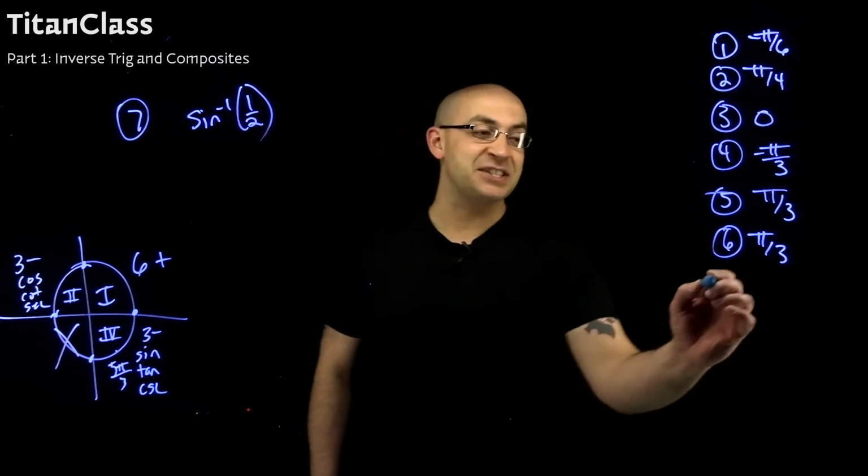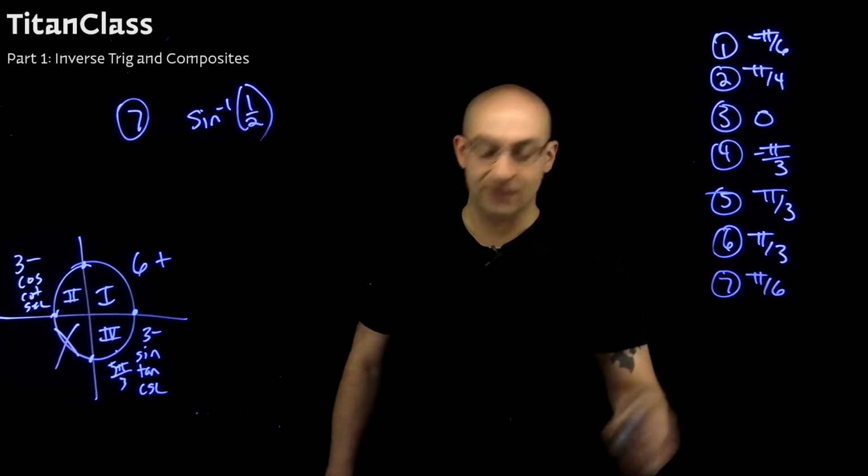At pi over 6 radians. So number 7 is pi over 6 radians.